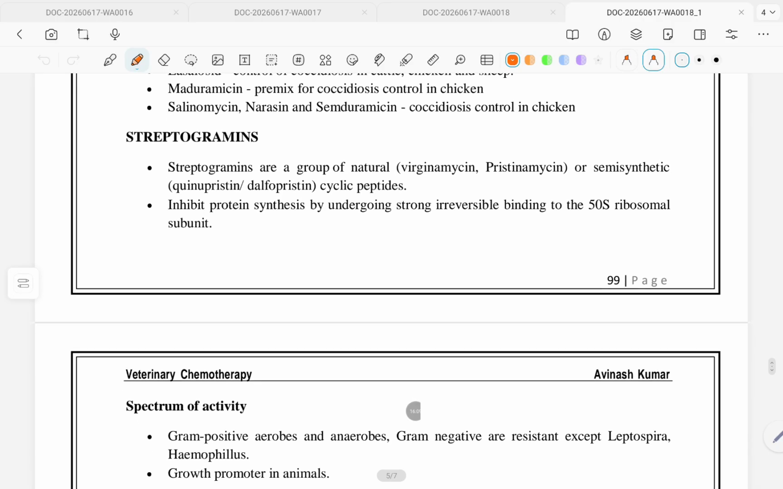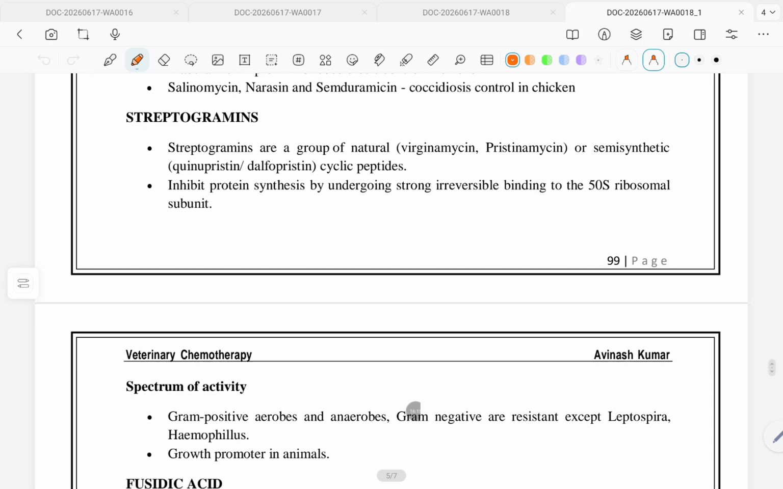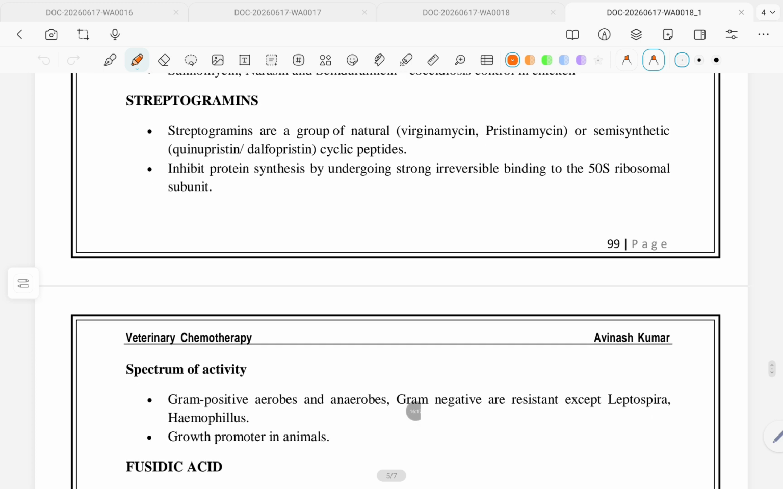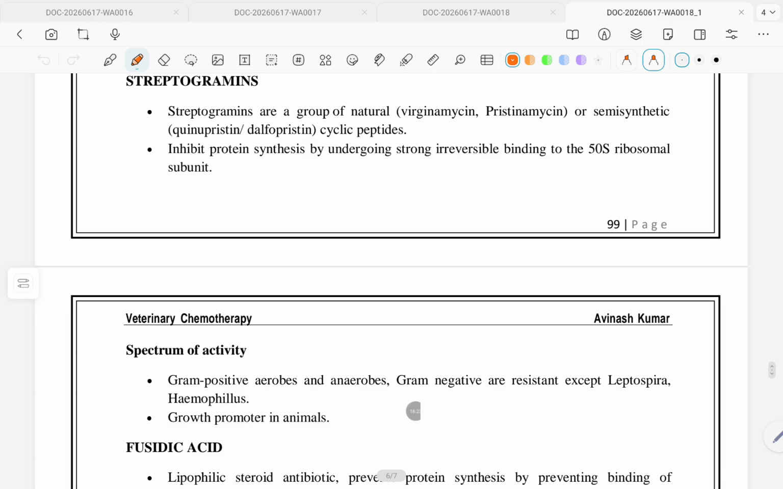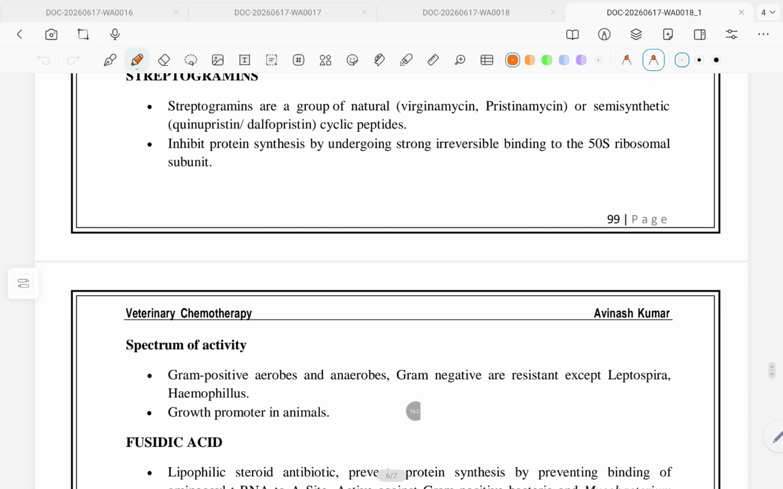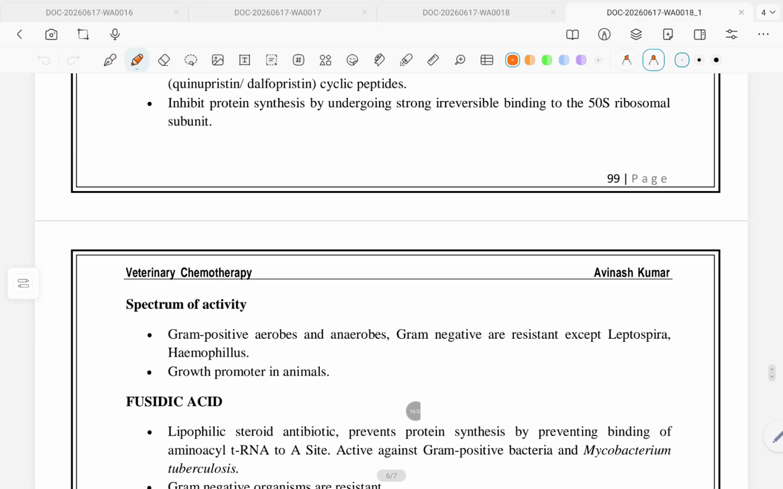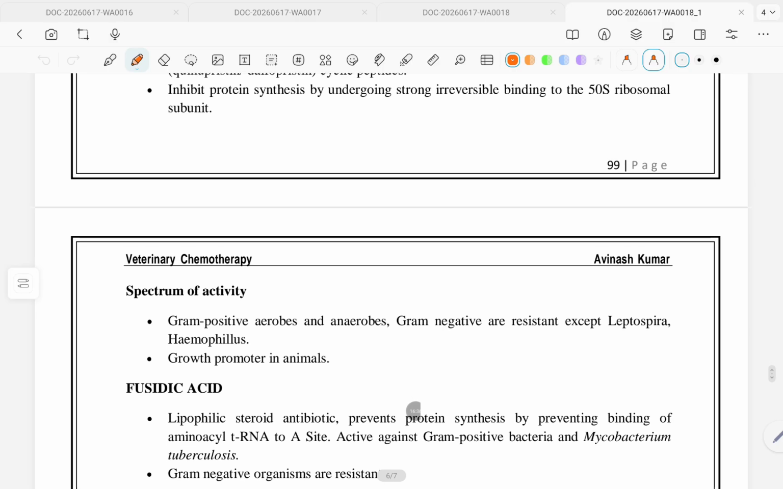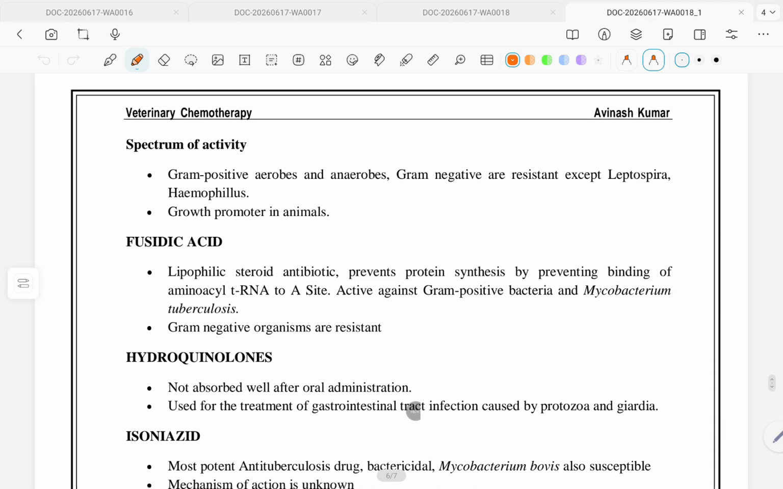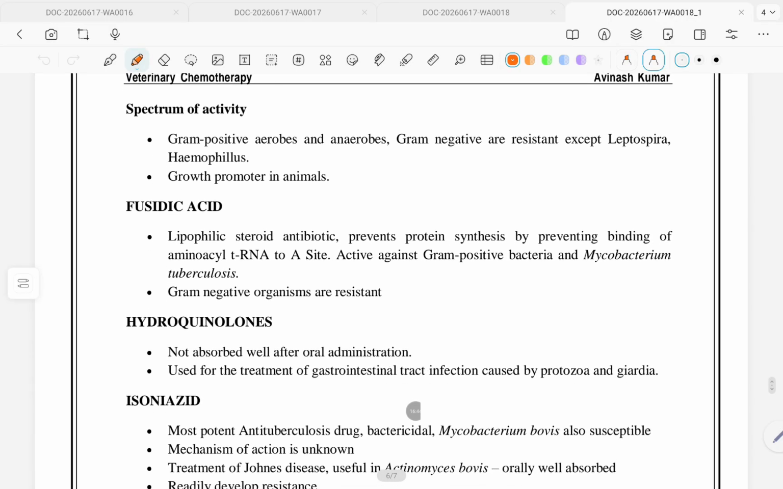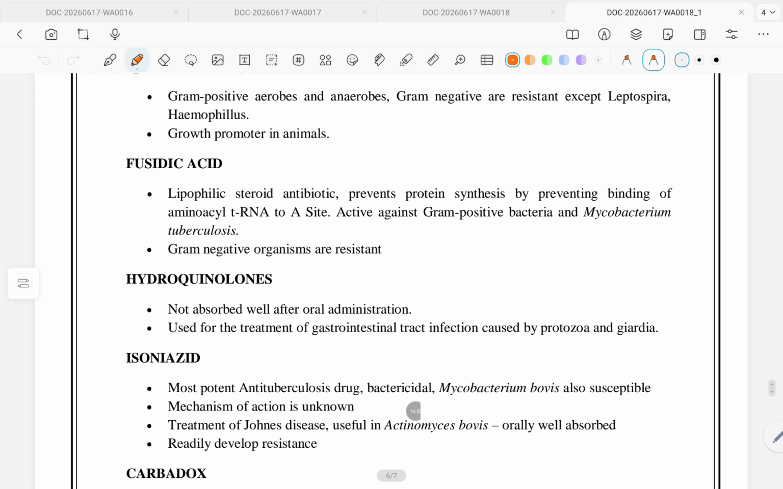Streptogramins are a group of natural, virginiamycin, pristinamycin, or semisynthetic, quinupristin, dalfopristin, cyclic peptides. Inhibit protein synthesis by undergoing strong irreversible binding to the 50S ribosomal subunit. Spectrum of activity: gram-positive aerobes and anaerobes. Gram-negatives are resistant except Leptospira and Haemophilus. Used as growth promoter in animals.